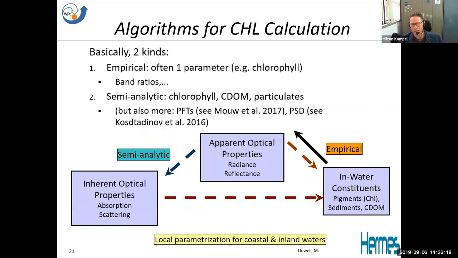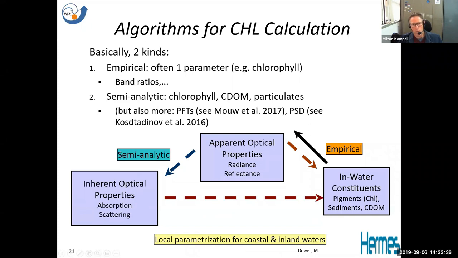Basically, there are two main types of algorithms or models, if you wish. The first one is the empiricals that I have shown in the graph before. Usually you take only one parameter, such as chlorophyll, for example, and band ratios of different types. There are many already published in the literature.